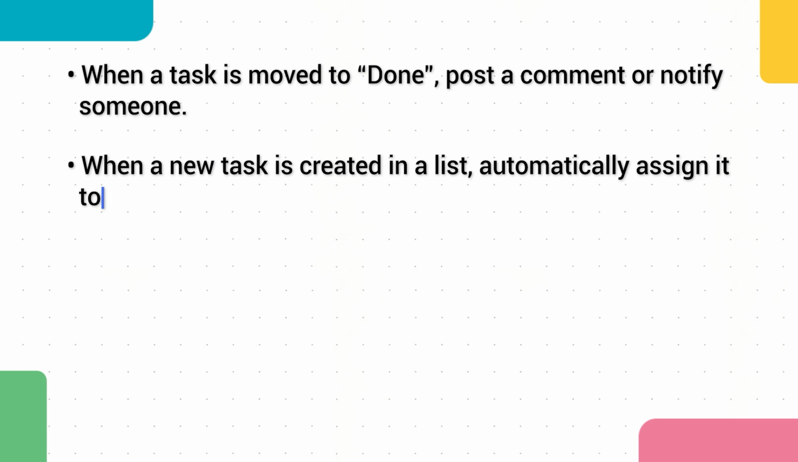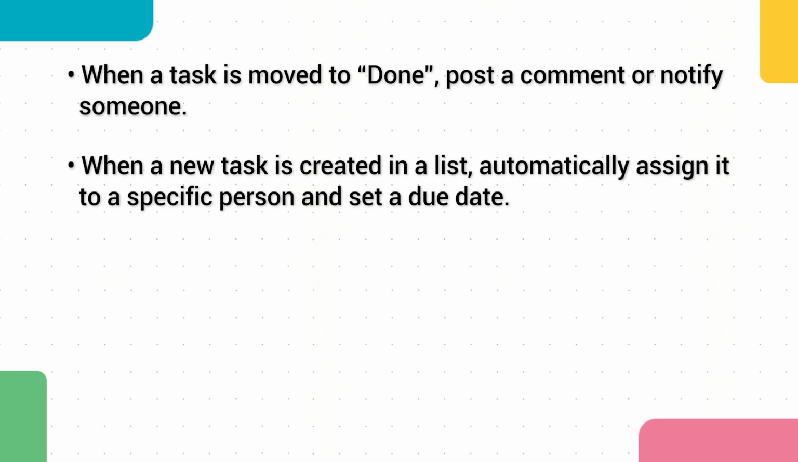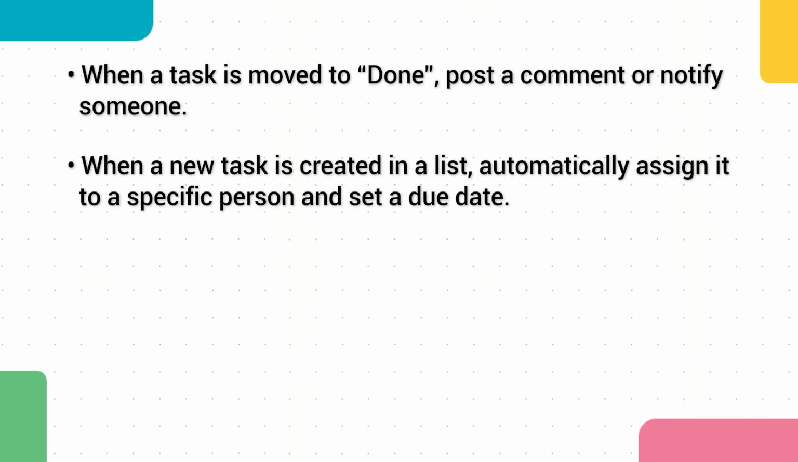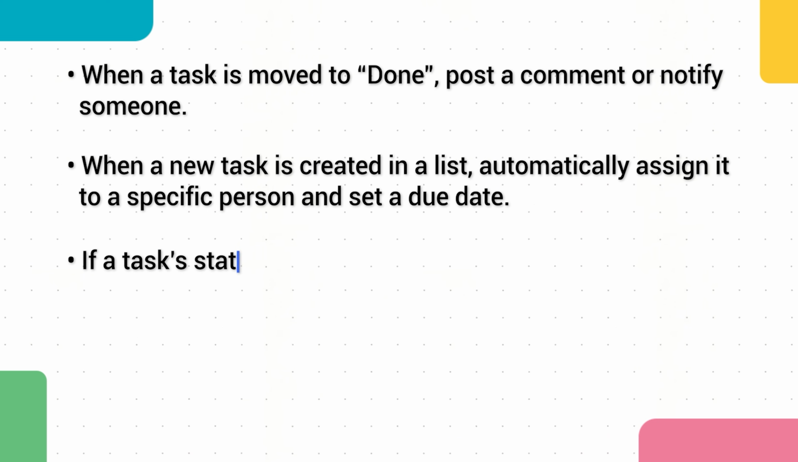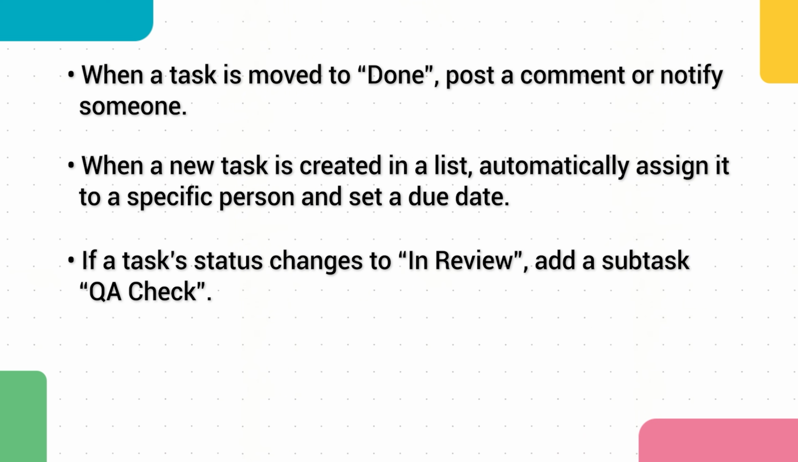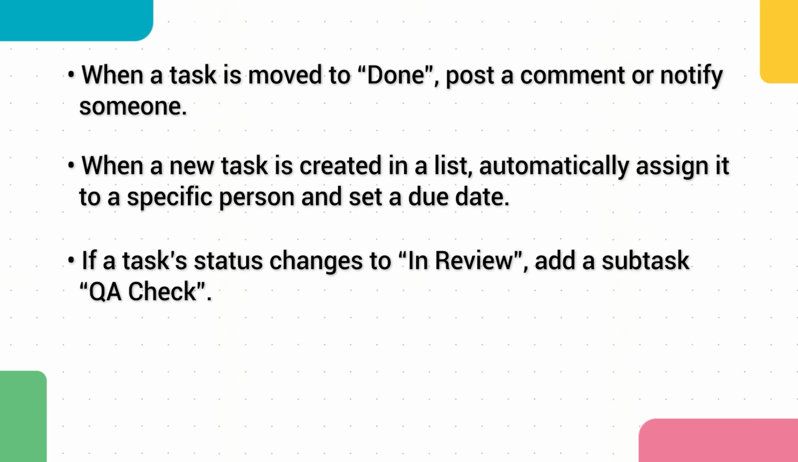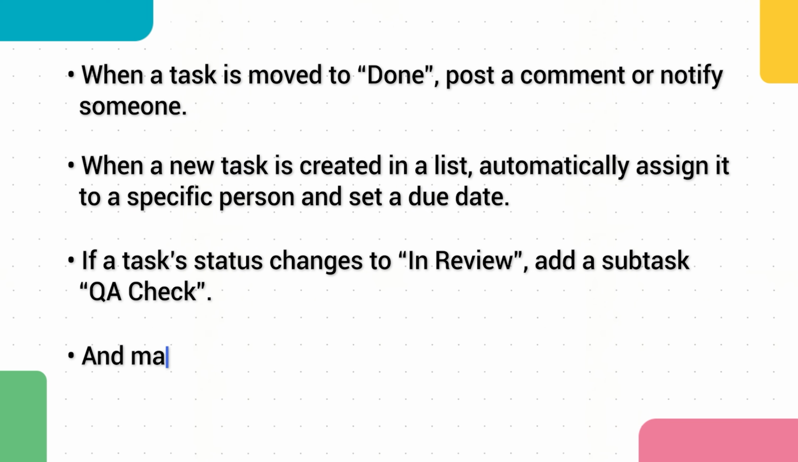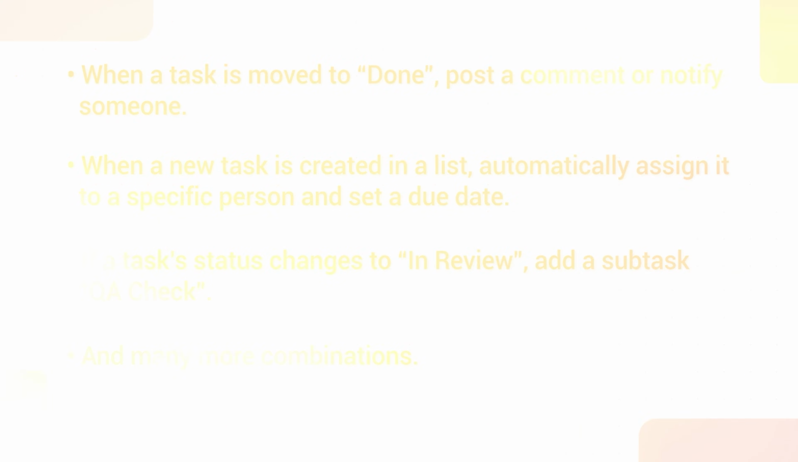When a new task is created in a list, automatically assign it to a specific person and set a due date. If a task status changes to in review, add a subtask, QA check. And there are many more combinations. Automations in ClickUp consist of triggers, the events; conditions, optional filters; and actions, what to do.